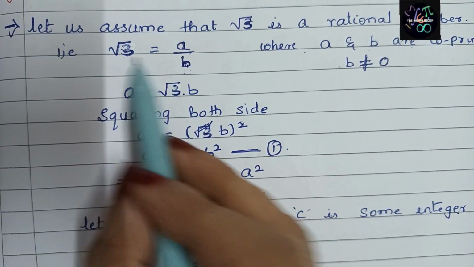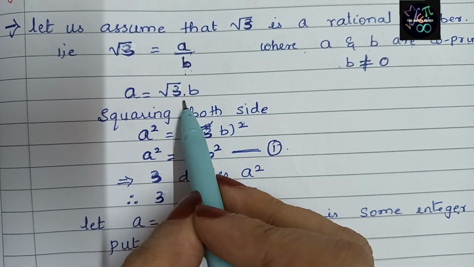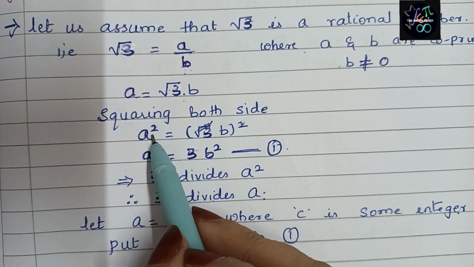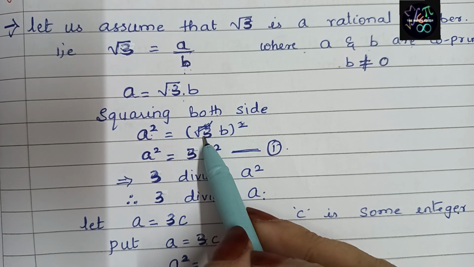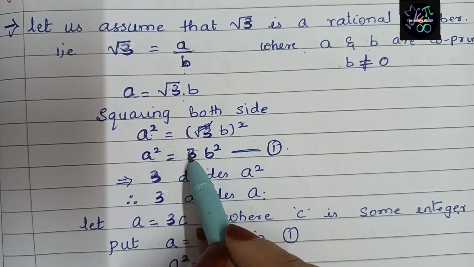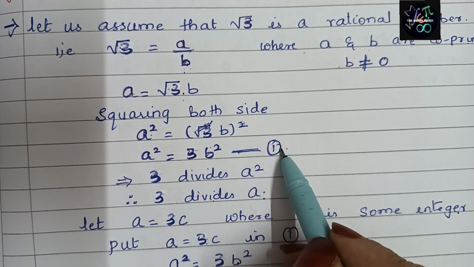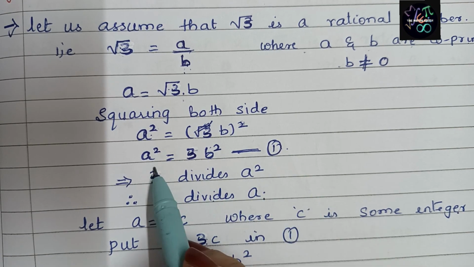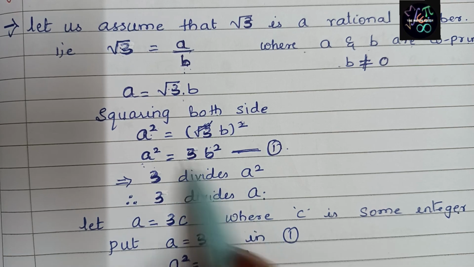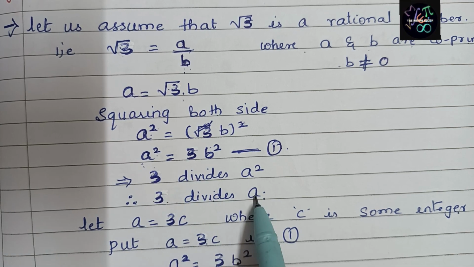Cross multiply: a is equal to root 3 b. That is, squaring both sides, we have to remove the root. So squaring both sides, a square is equal to root 3 b whole square. So a square as it is, root and square get cancelled, 3b square. Let us consider this as equation 1. Then we know that if we bring 3 here, it becomes divide. So 3 divides a square. This implies 3 divides a.